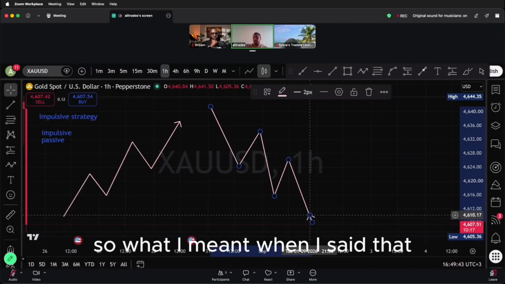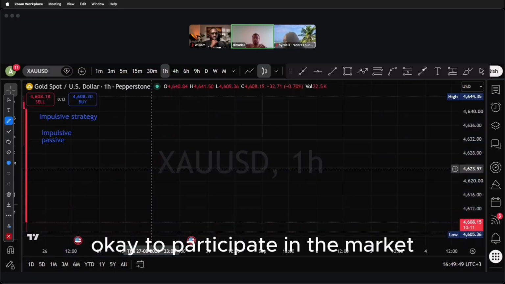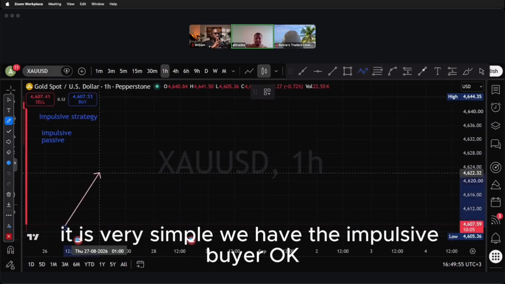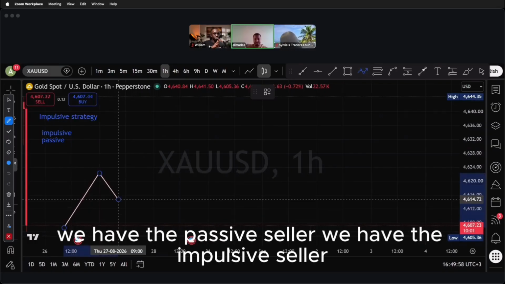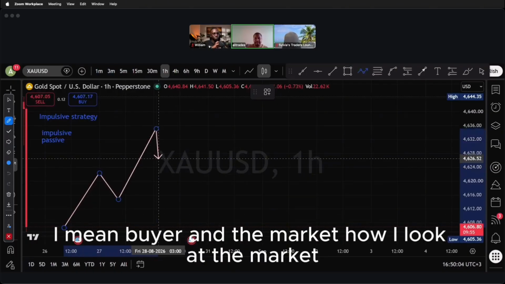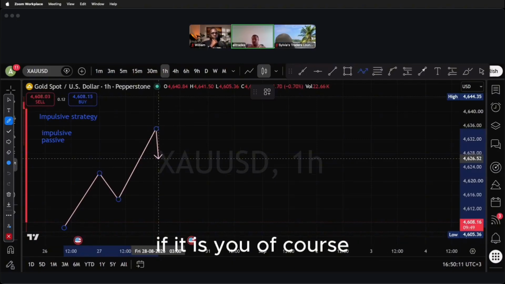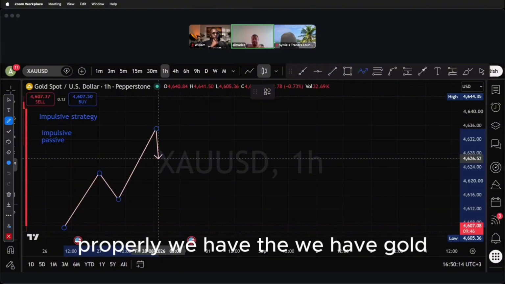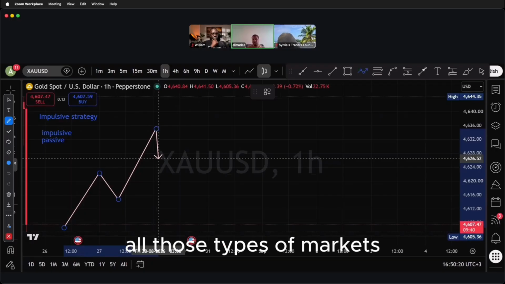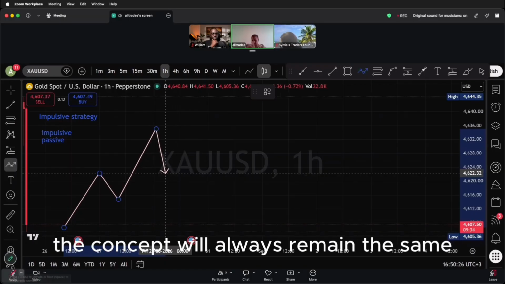So what I meant when I said that all of these participants are always given a chance to participate in the market, please just look at this. It is very simple. We have the impulsive buyer, the passive seller, the impulsive seller, and the passive buyer. Depending on the market that you trade, you of course have to look at the market and understand it very properly. We have gold, we have EU, we have GJ, all those types of markets. They will behave differently, but at the end of the day, the concept will always remain the same.